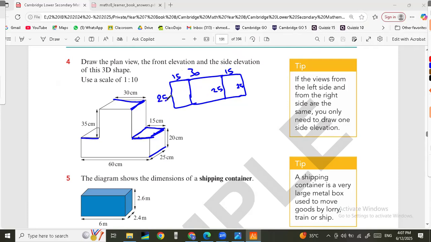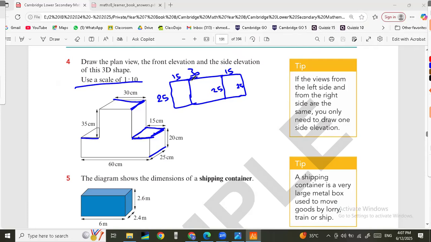Oh, is that it, mister? Well, actually, you need to draw these three rectangles, yes, but the dimensions are different. What do you mean, mister? They want you to use a scale of 1 to 10. What does that mean, mister? This means that every centimeter that you draw is actually 10 centimeters. So the 30 is not actually going to be 30. It is only 3 centimeters.